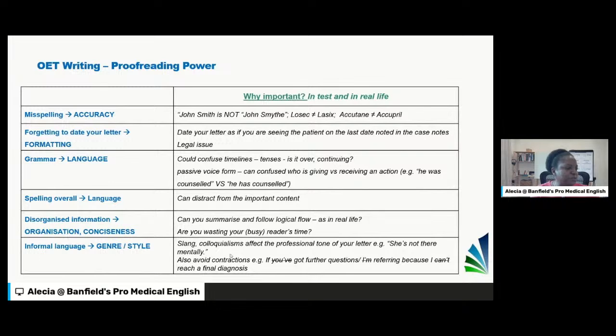Rounding up now, pretty soon. And also, you want to avoid contractions. Instead of "if you've got further questions," write "if you have further questions." Instead of "I'm referring because I can't reach a final diagnosis," write "I am referring because I cannot reach a final diagnosis." So don't use contractions, spell out the words.